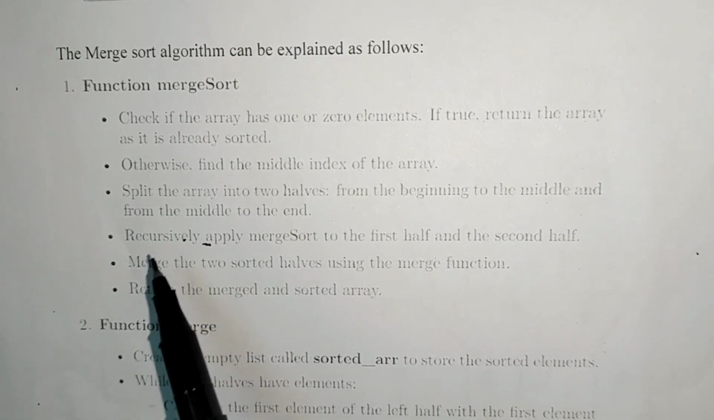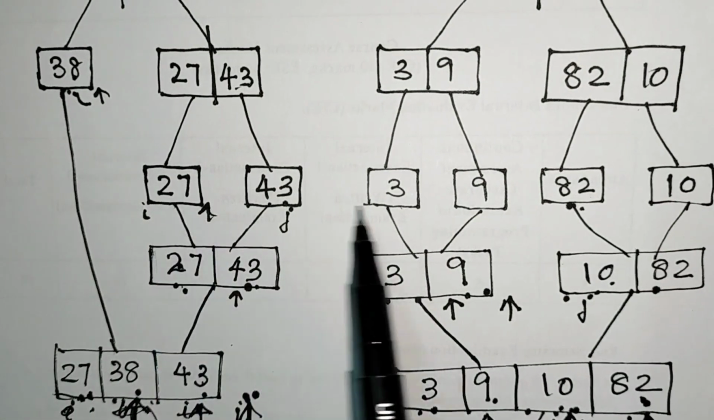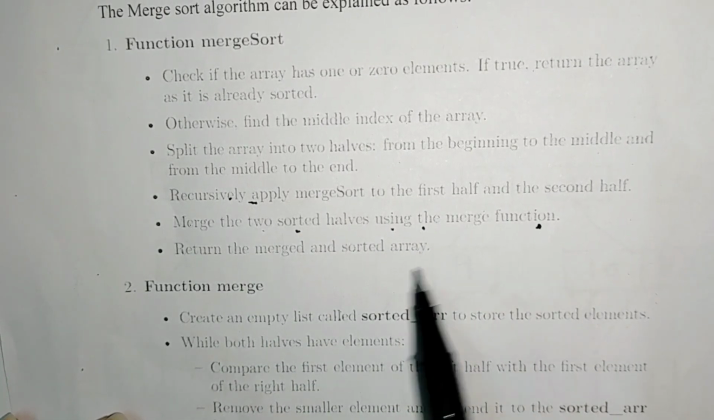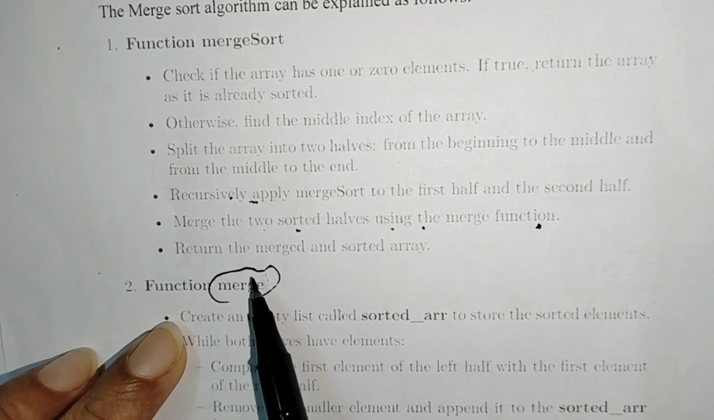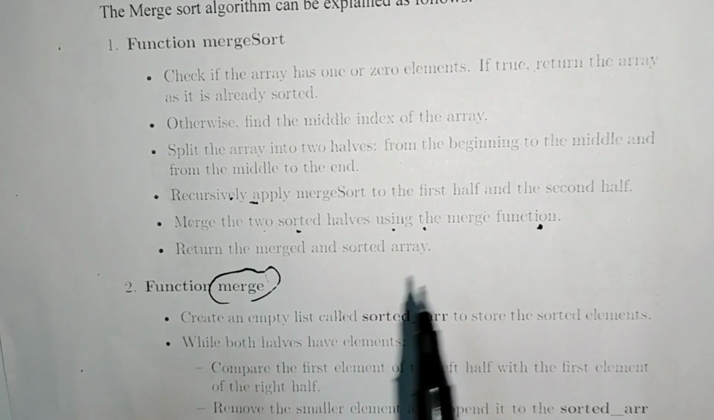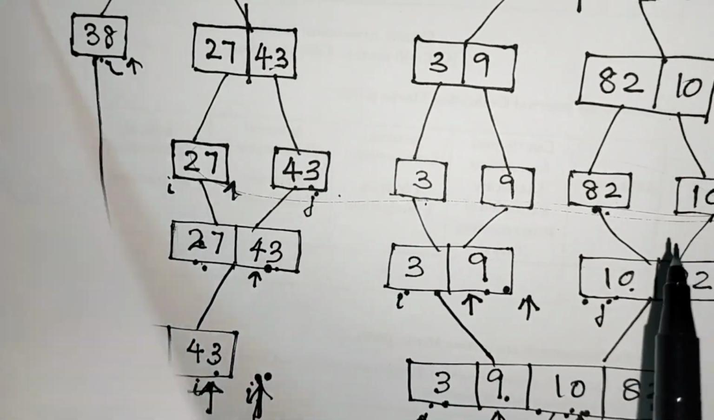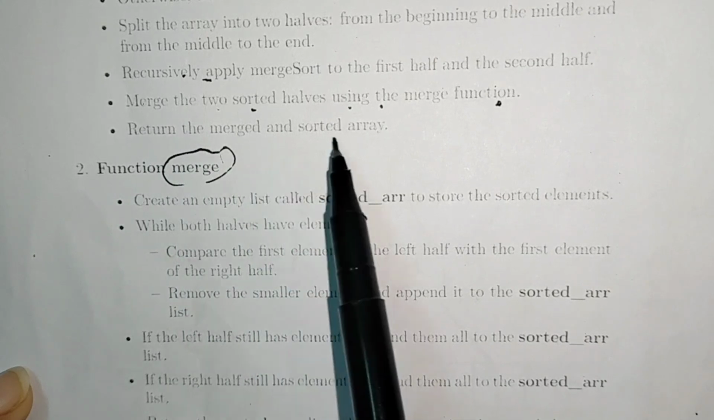Then finally, after getting the single element, we merge the 2 sorted halves using the merge function. Using the merge function we are going to sort and combine the individual arrays. And finally we return the merged and sorted array.